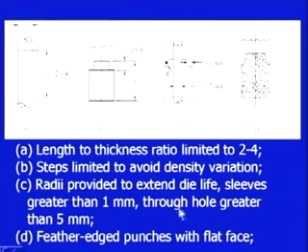Moreover, if we want to make a hole greater than 5 millimeter like this, we can provide a sleeve of greater than 1 millimeter. Moreover, feather edged type of punches, like feather edged punches with a flat face. If we want to make a powder metallurgy part of this shape, we can use a feather edged type of punches. So, these are some of the design guidelines that should be taken care of when we design the part.